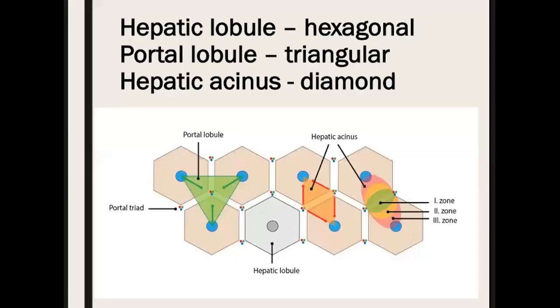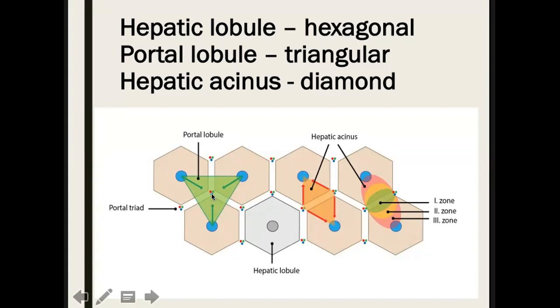As discussed in the lecture, we have the different lobules or shapes found in the liver. The hepatic lobule is hexagonal. As described before, it has a central vein at the center with six portal triads at the sides. The portal lobule, look at the green triangle, is triangular in shape.